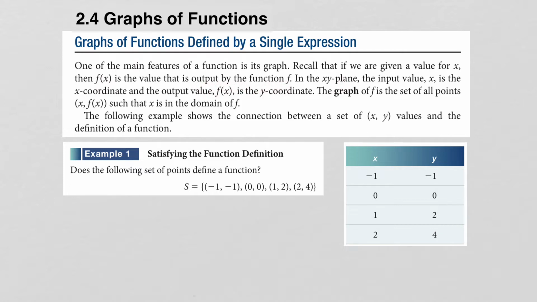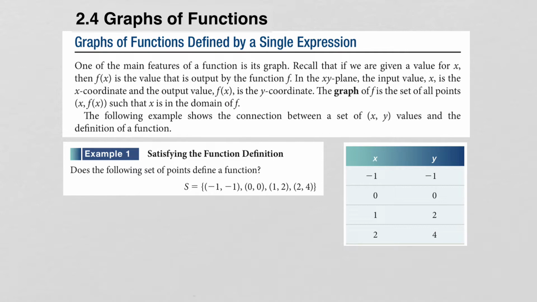In the xy plane, the input value x is the x coordinate, and the output value f of x is the y coordinate. Remember, in the last section I told you that f of x is just another name for y. The graph of f is the set of all points (x, f of x) such that x is in the domain of the function.